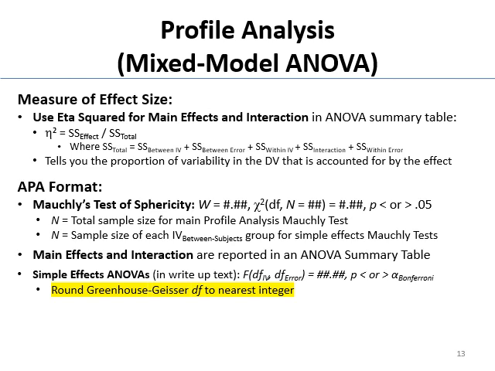Remember to round your Greenhouse-Geisser degrees of freedom to the nearest integer. So don't put degrees of freedom that are fractional in your table. It's just annoying. And for the simple effects ANOVAs, you do not need to report your eta squared values.